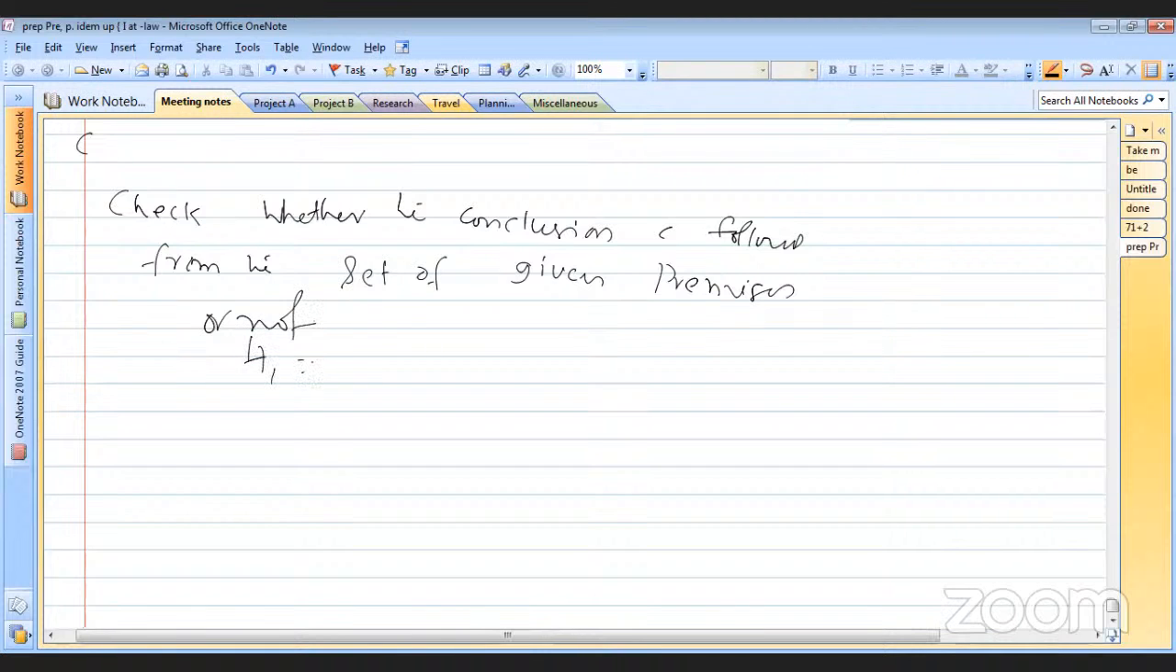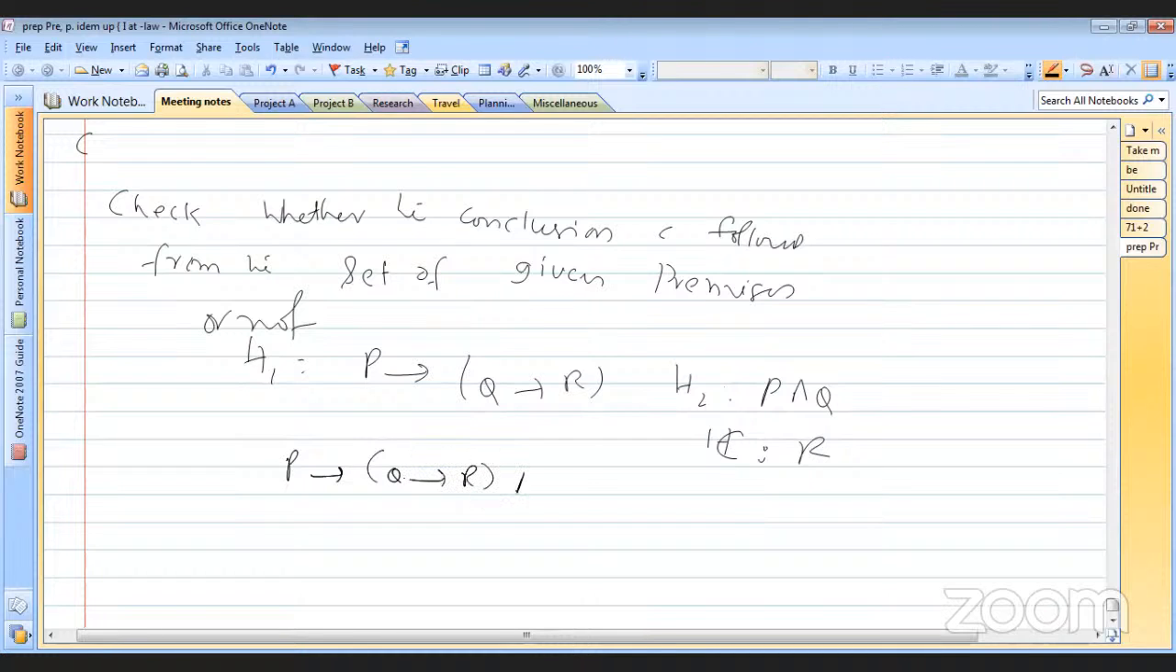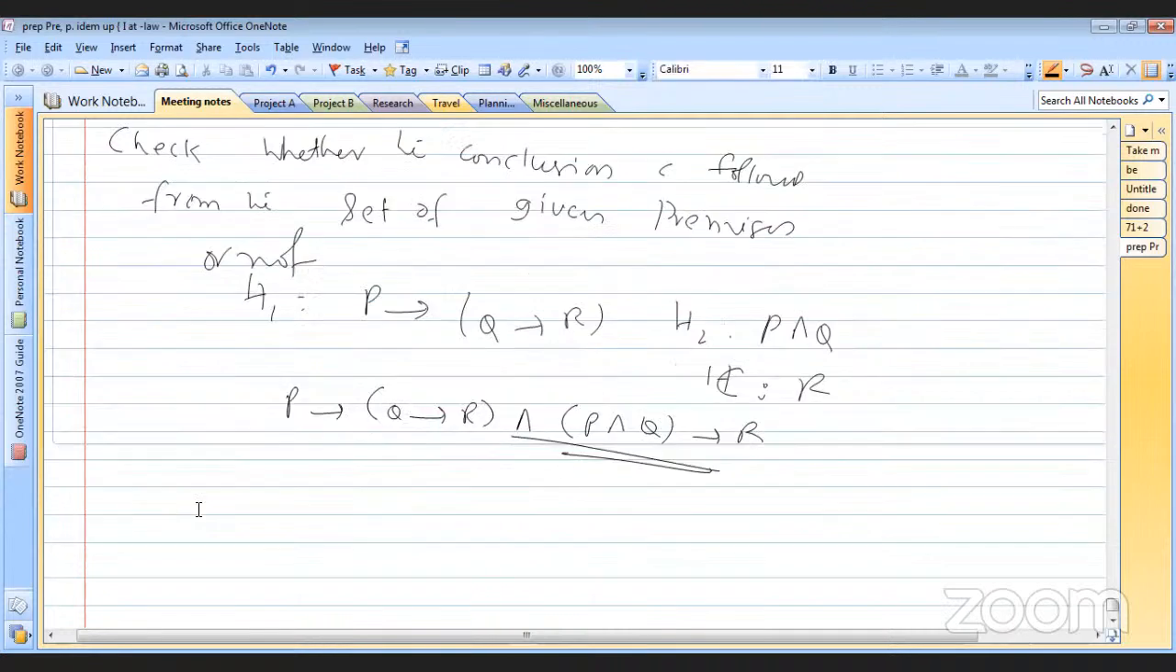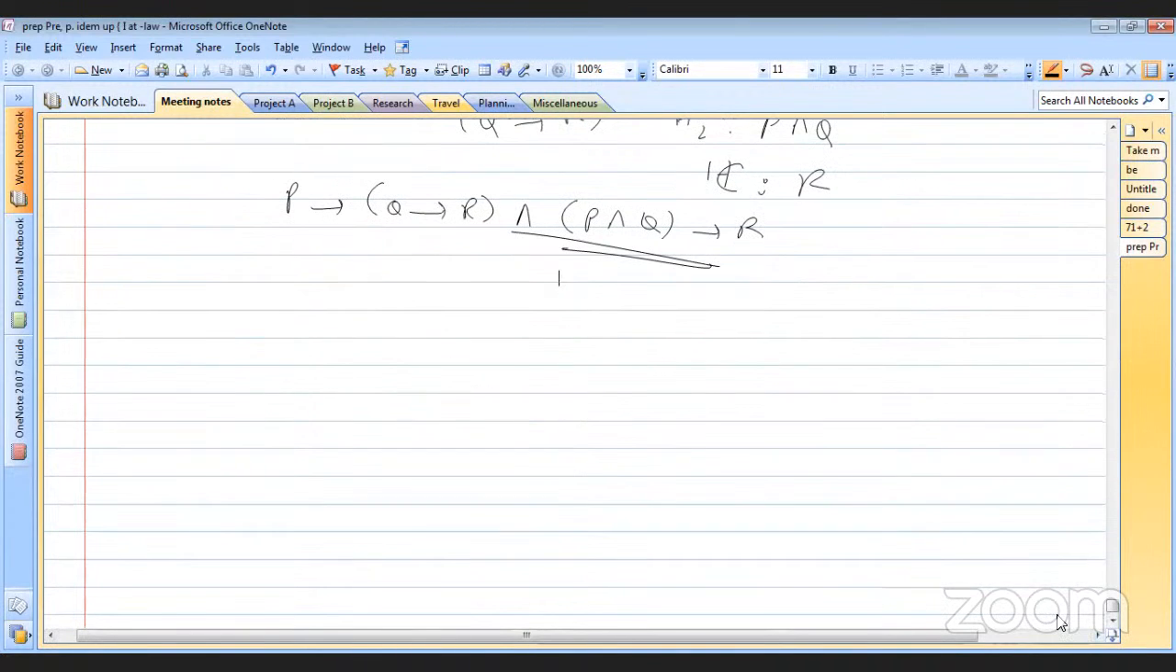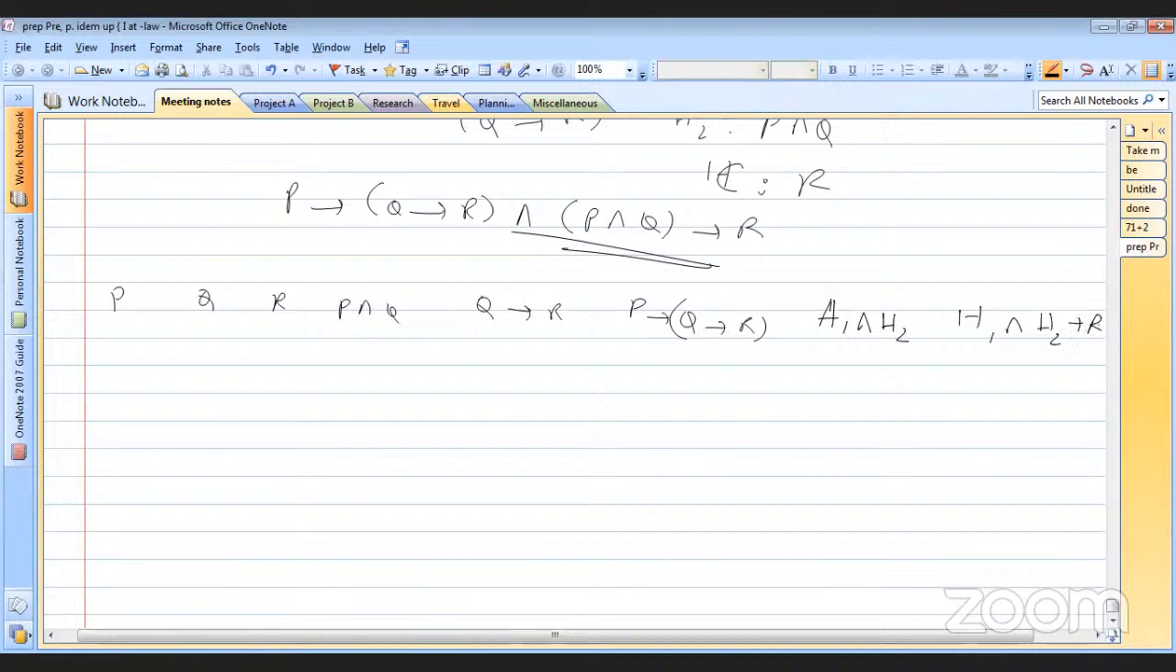The condition given is H1 is P implies Q implies R, H2 is P and Q, and C is R. So we construct the truth table in the same way. We write columns P, Q, R, P and Q, Q implies R, P implies Q implies R, then H1, H2, and C.